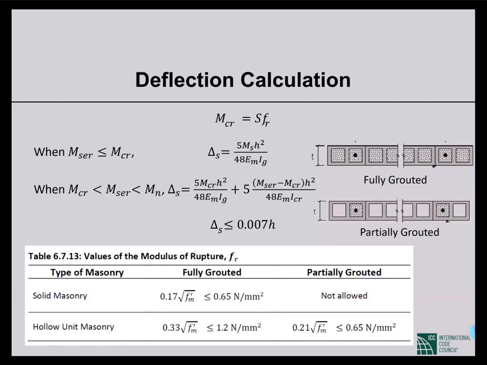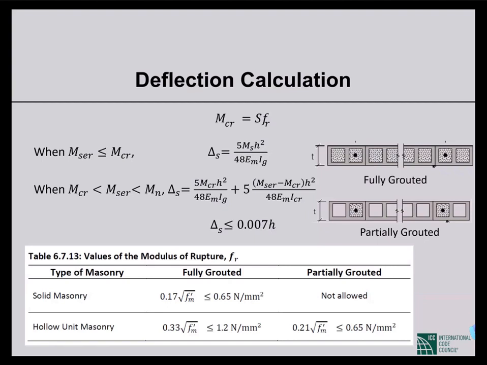I admit that there is a mistake in the code, that it should have been FR, but in the code it is written FY. So that is actually yield moment, S into FY. But M cracking should be S into FR, modulus of rupture. The table of modulus of rupture is given, but the formula is wrong in the code. It is written as FY. It should have been S FR.